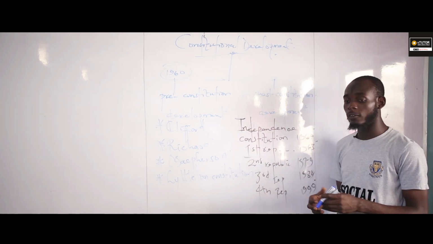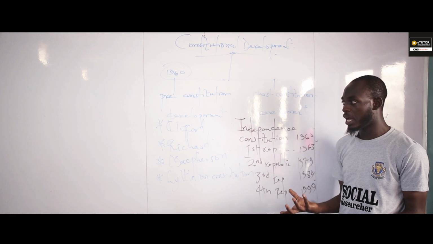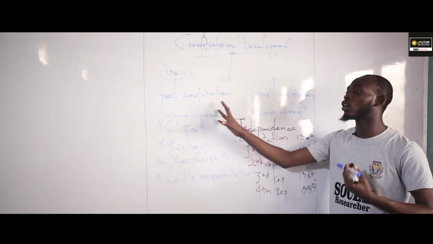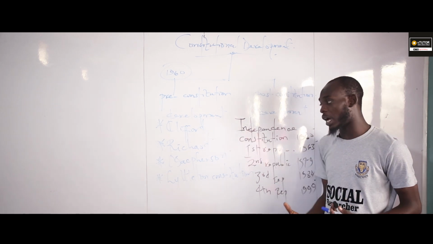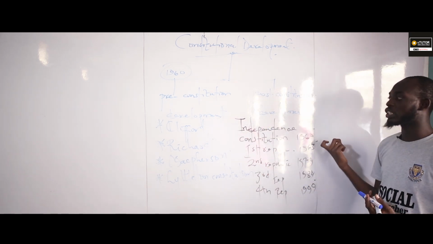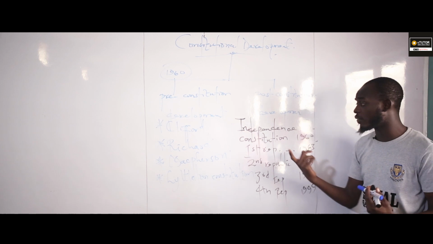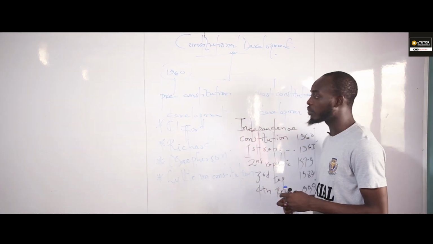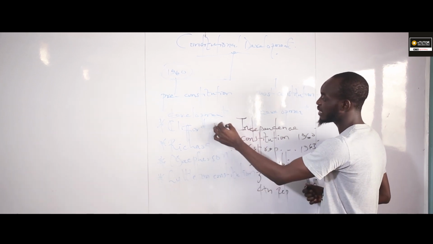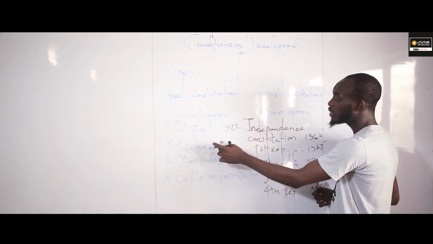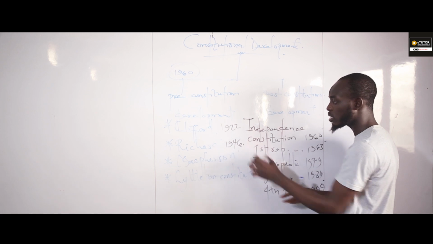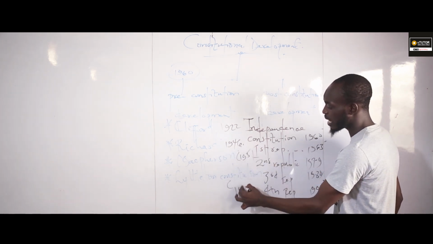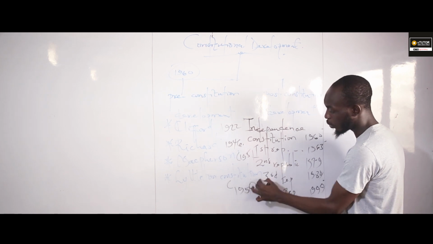So these are the things, in understanding the concept of government, we need to memorize often. They are very, very easy to memorize. Do you understand now? Pre-constitutional developments are constitutions we have before we got our independence, while post-constitutional developments are constitutions we have after we got our independence in 1960. The Clifford Constitution existed in 1922. Richard existed in 1946. Macpherson existed in 1951. And Littleton existed in 1954.